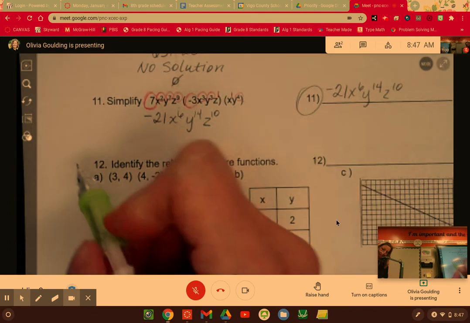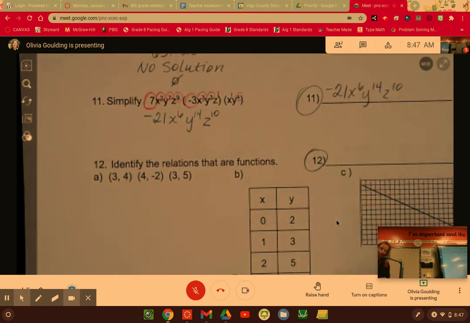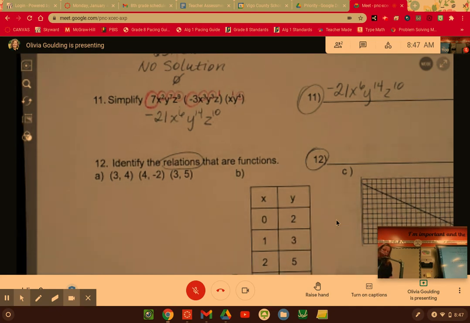Number 12. Identify the relations that are functions. So in a function, every x is paired with exactly one y. Every x is paired with only one.